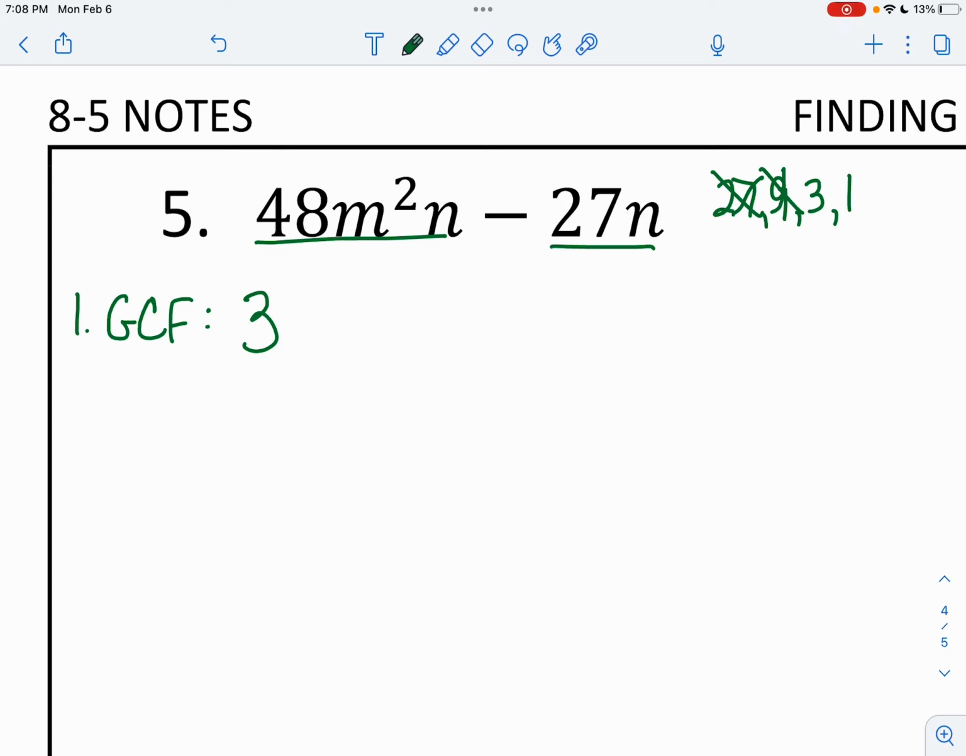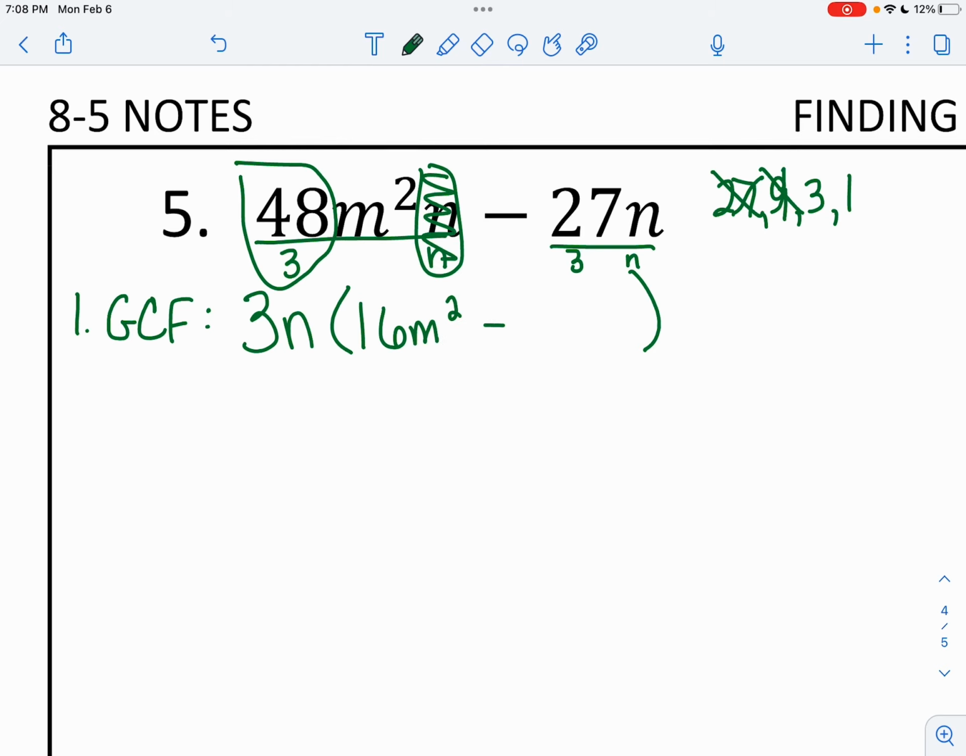Do they both have an M or an N? They have an N. Then that would be our GCF. So we're going to divide by 3 and take away an N. Divide by 3, what do we get? 16. Take away an N, what do we have left? M squared. Divide by 3, what do we have left? 9. And what do we know about those N's? Gone. It's like n to the 0 power, which we don't write. I don't like how smushed that is.